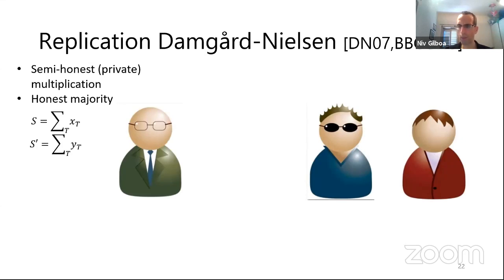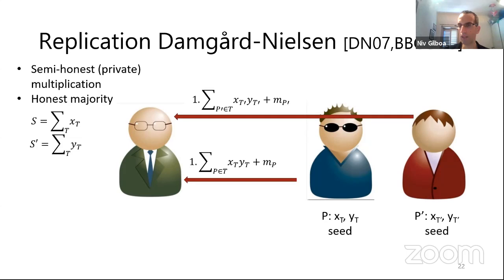I show three parties here. We can think of many parties. The two guys on the right: this is party P. He has xt and yt, and he has some seeds. And the other party P prime has xt prime and yt prime and some seeds. And each of them is going to sum up all of these terms that it knows and mask them. So one guy sends the sum of xt yt plus some mask mp, and the other guy sends a sum of xt prime and yt prime plus some mask mp prime. They send all these masked terms to one party, the aggregator, and he's going to compute the actual result, which is S times S prime, but masked.